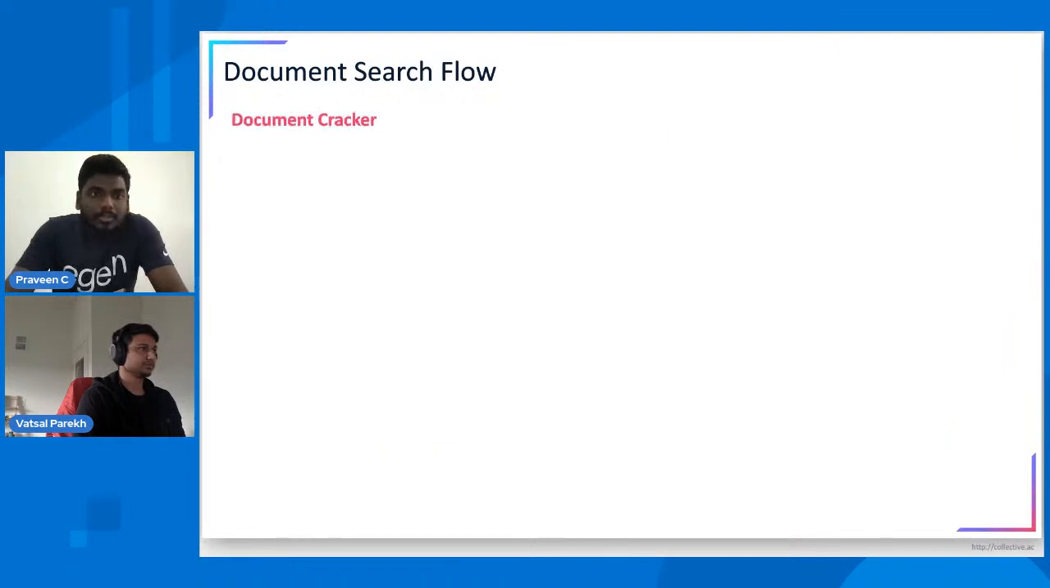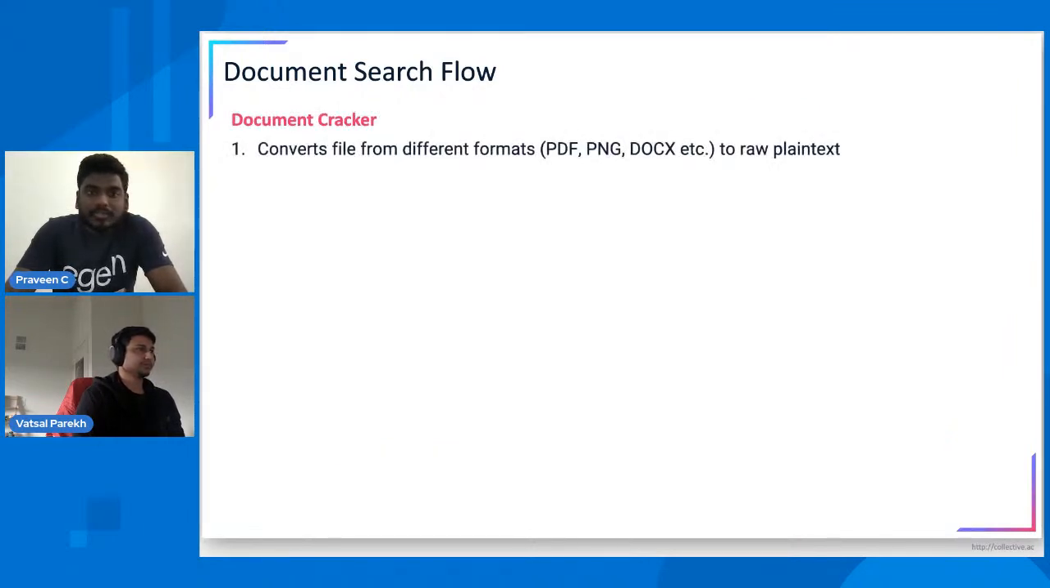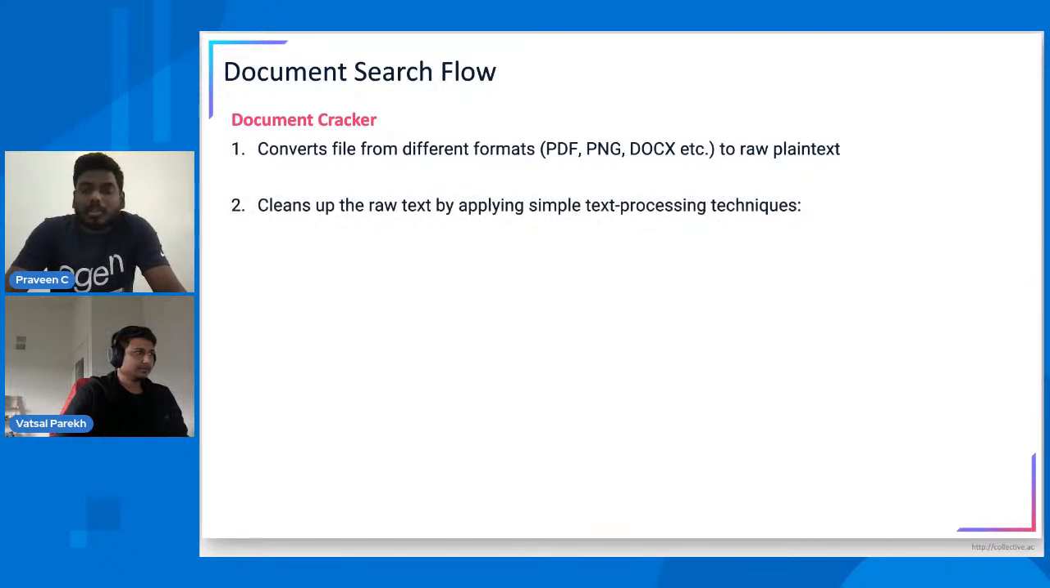For the document cracker, the first step is that we need to extract the document to plain text. We need to handle all the formats: PDF, PNG, document, Excel, PPT, and everything. That is one important requirement for the document cracker. Also, once the plain text is extracted, we need to clean it up. There will be a lot of extra punctuation marks and junk characters which are not part of the alphabet. So we need to clean those up.